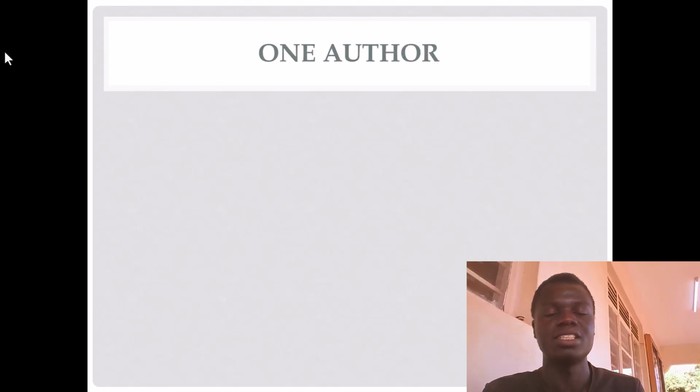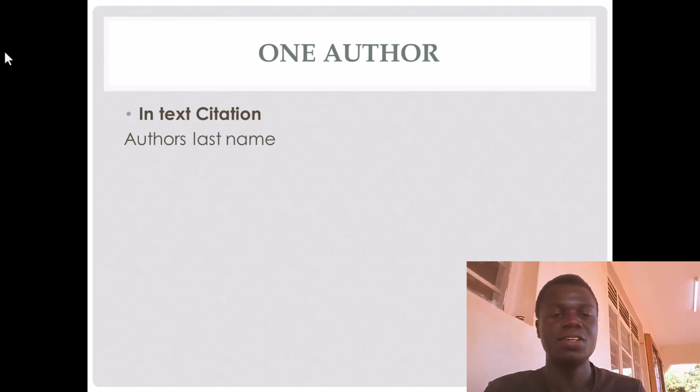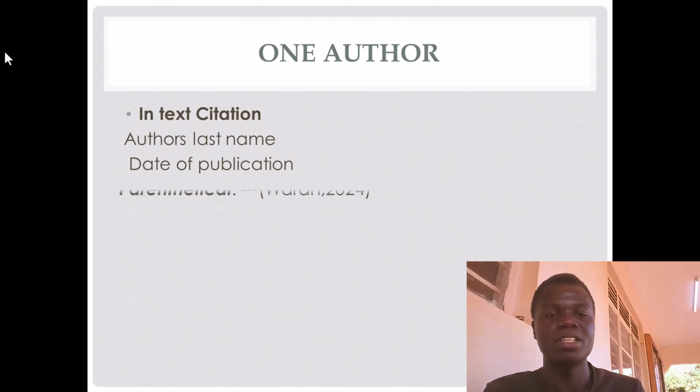In APA 7th edition, you can use it for in-text citation, and you can as well use it when you're creating a reference list. So let us briefly look at citing one author. When citing one author in an in-text citation, you need to include the author's last name and the date or year of publication. So let us look at parenthetical.